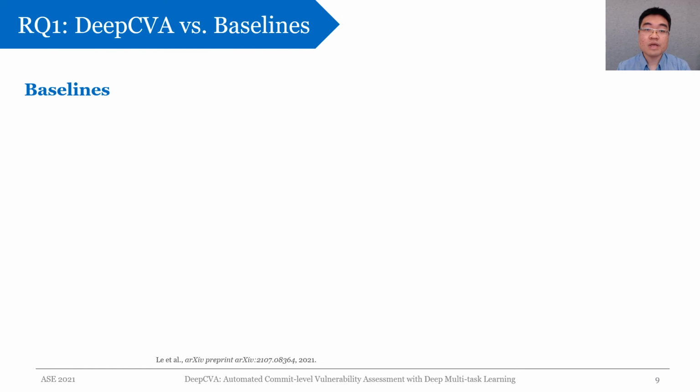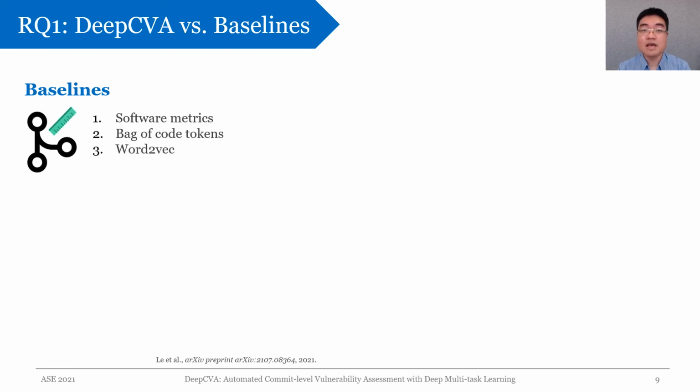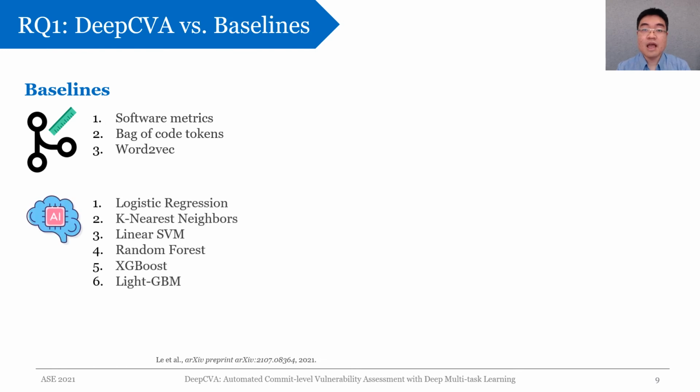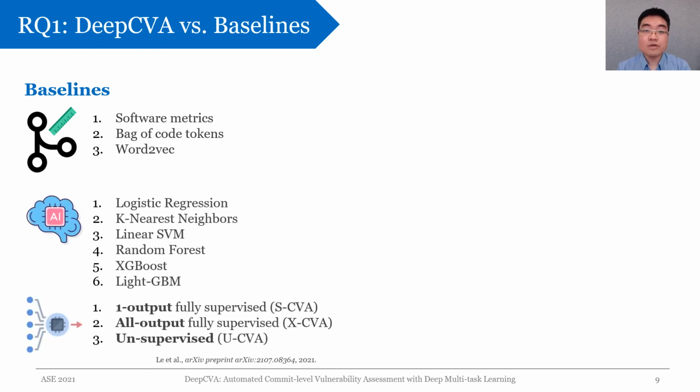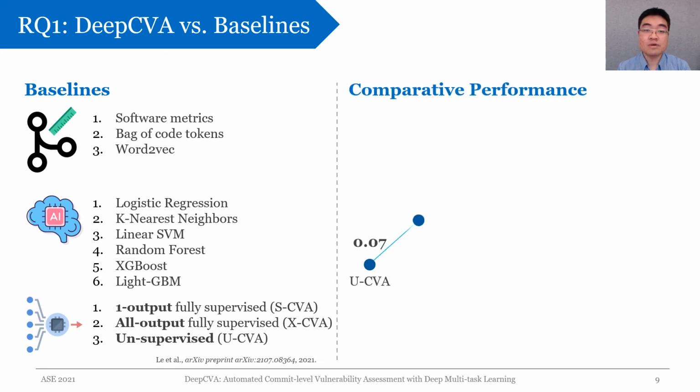In research question 1, we compared DeepCVA against various baselines that were either used for report level vulnerability assessment or other commit level tasks. Specifically, we considered a combination of 3 feature extraction methods, 6 machine learning classifiers, and 3 types of model output. We used k-means clustering for unsupervised learning. For all output fully supervised learning models, we concatenated all CVSS metrics of vulnerability as a single string for prediction. Here we mainly report result for MCC as it is the main evaluation measure. The F1 score results can be found in the paper.